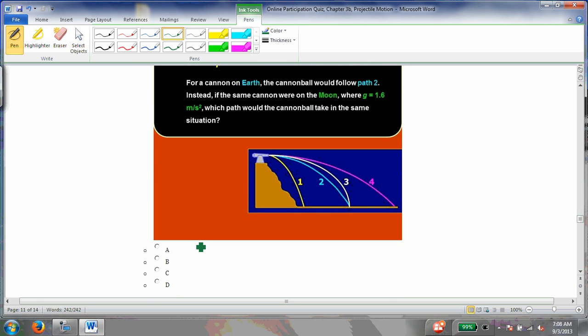Cannon on Earth, the cannonball would follow path 2. However, on the moon, where the acceleration due to gravity is smaller, what path would the cannonball take in the same situation? If it accelerates at a lesser rate in the y direction, that means that it's going to fall at a lesser rate. And so since it's falling at a lesser rate, it's actually going to travel further. So that's going to be 4, or D, as it will be.